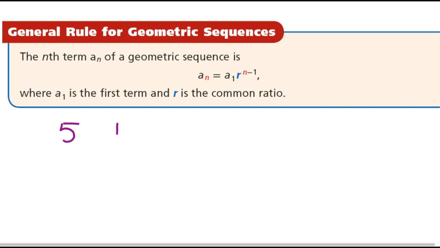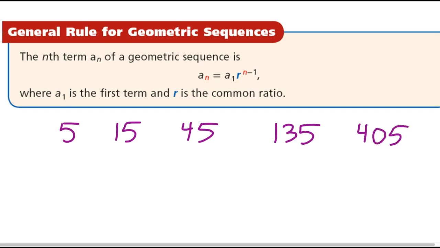Times by 3 would be 15, 45, 135. Is that right? I think so. Times by 3 again, that's going to be 405. And so on and so forth. What's the common ratio that I multiplied by? 3. So that was times 3.